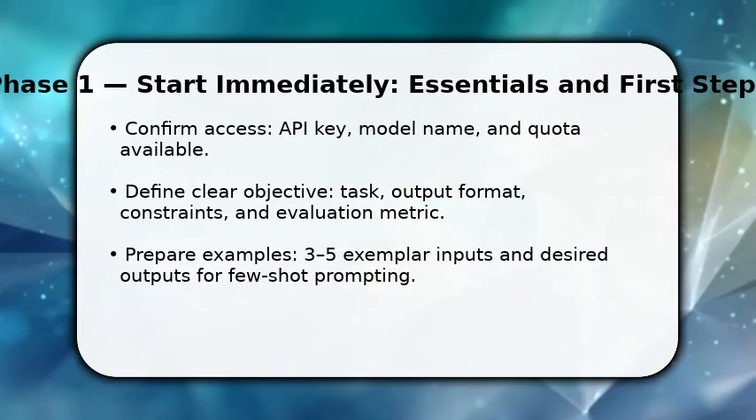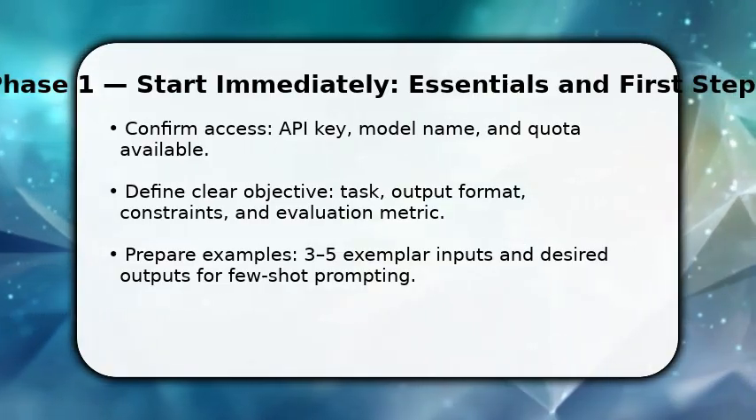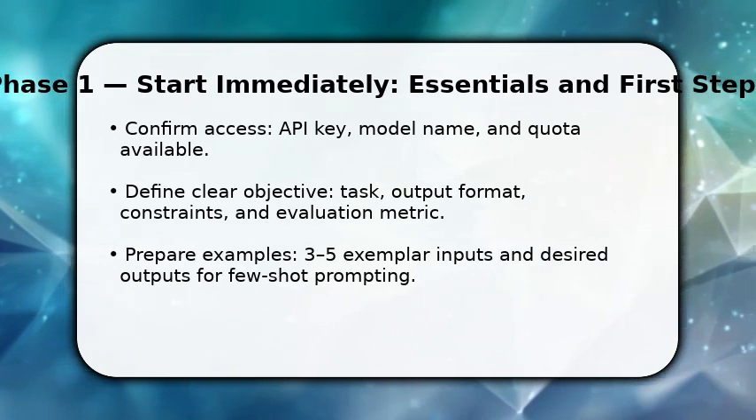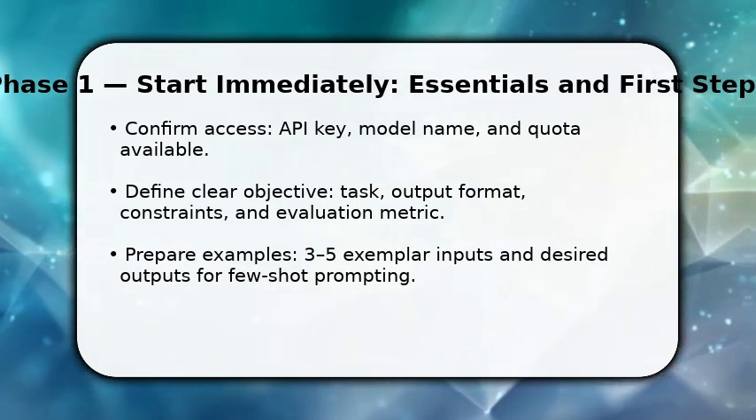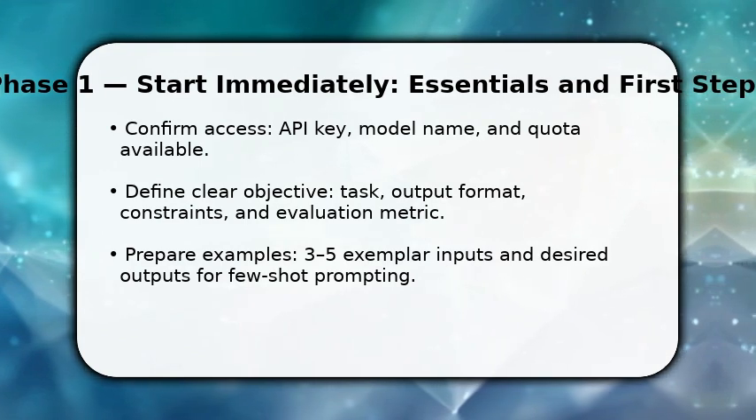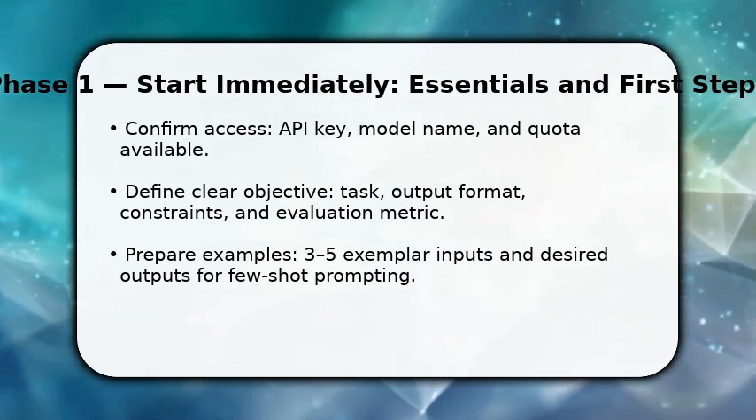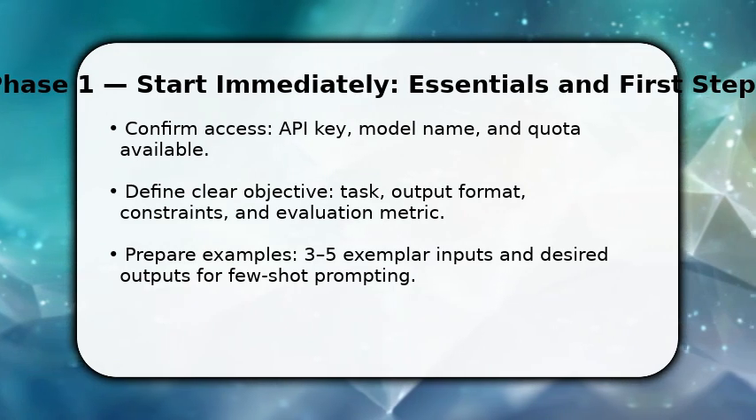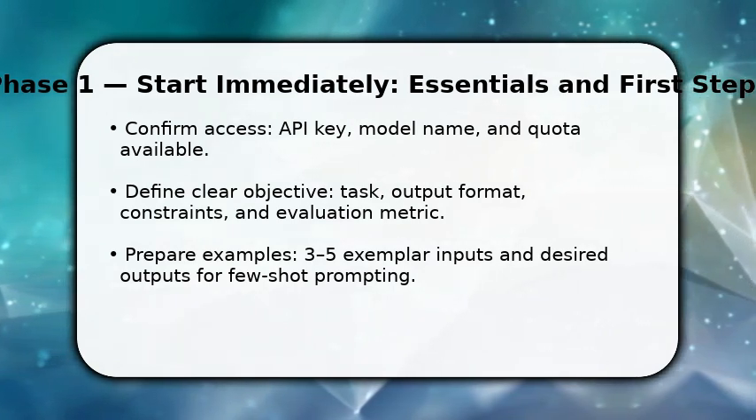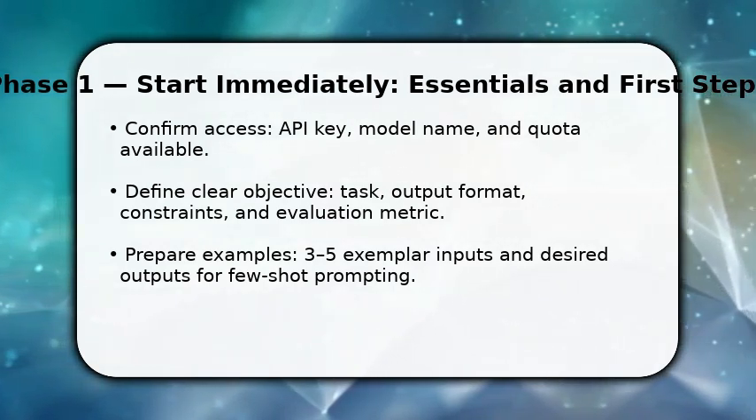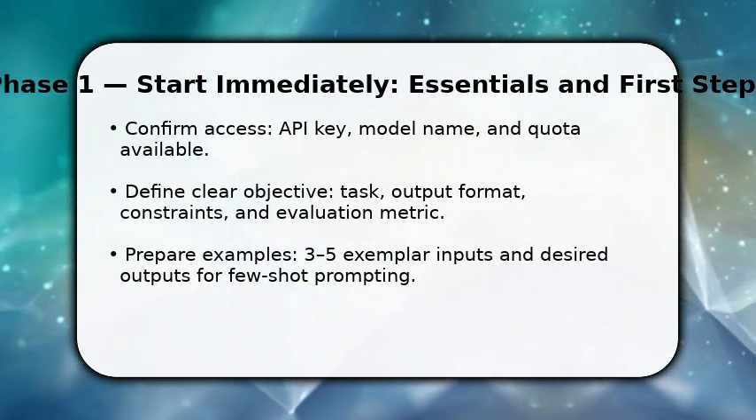You start by confirming access. Have your API key, chosen model, and sufficient quota ready. Next, define a tight objective so the model knows the end result. Include format, length limits, and a simple evaluation metric. Then prepare 3 to 5 exemplar pairs for few-shot prompts to show the model the pattern.